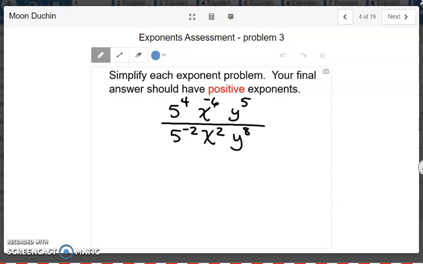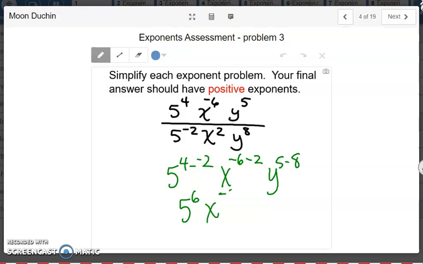This is another example of the quotient rule. So we're going to be subtracting exponents of the like bases. So it's going to be 4 minus -2. For x it's -6 minus 2, and for the y, it's 5 minus 8. So the exponent on the 5 is 6, the exponent on the x is -8, and the exponent on the y is -3.